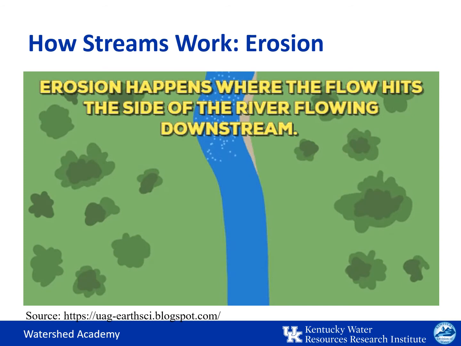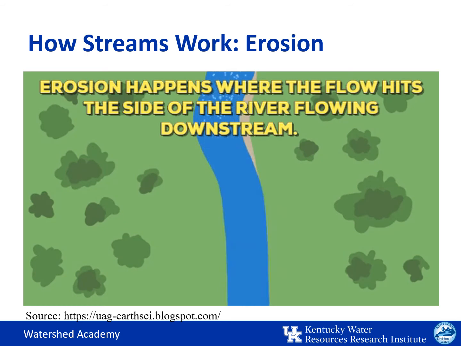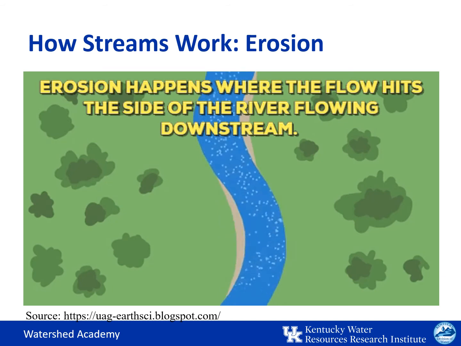Here we see another example of the process of erosion occurring. So erosion is happening as the flow hits the side of the river flowing downstream. You can kind of see as those particles are moving, they're spiraling throughout as they bounce across the banks. So the stream shape is changing through that erosion and sediment transport to adjust to the changing discharges of the water.